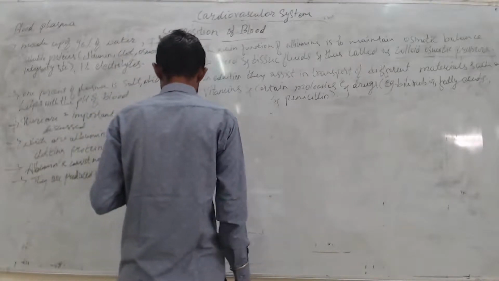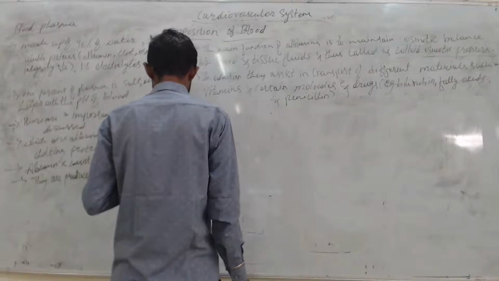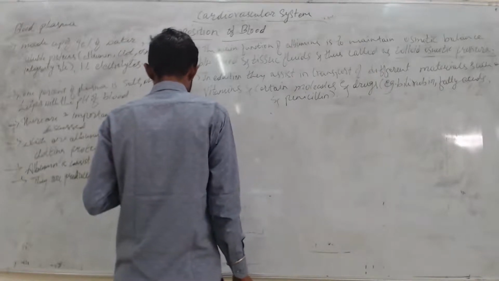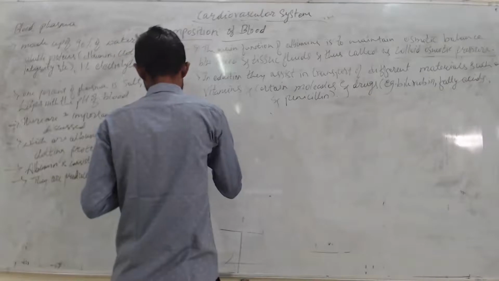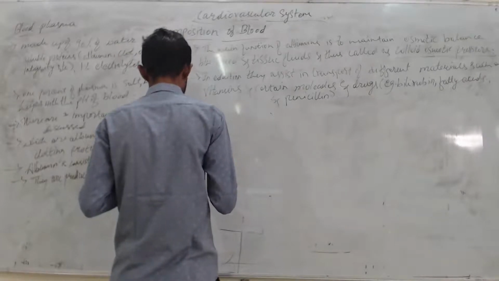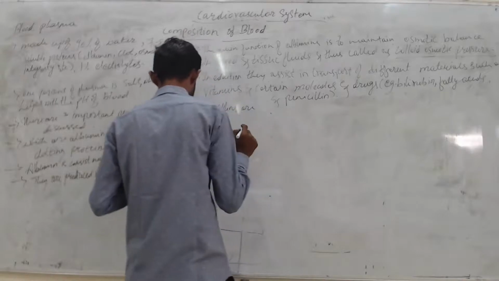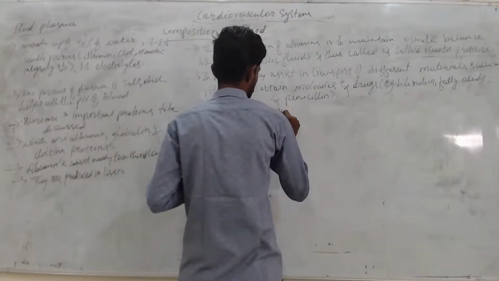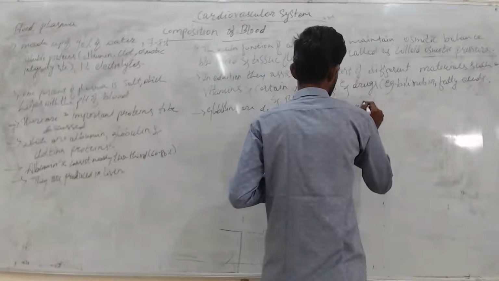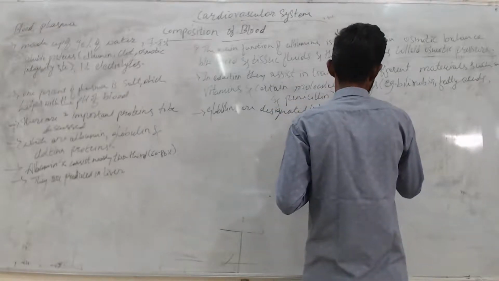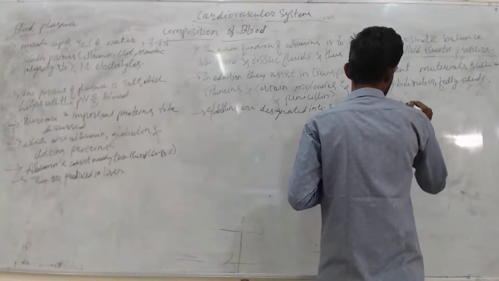Globulins are a diverse group of proteins designated into three groups: gamma, alpha, and beta.